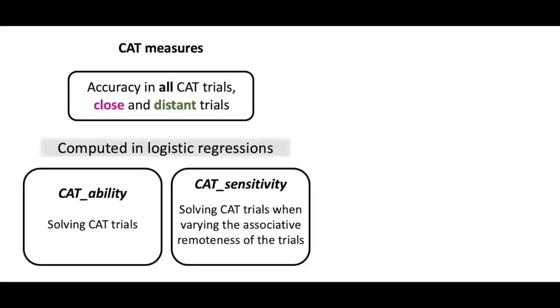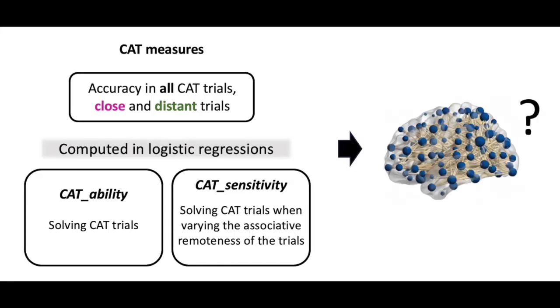Overall, we have different CAT measures that represent the CAT performance of the participants: the level of accuracy, but also the ability for solving all CAT trials and for solving CAT trials when increasing the associative remoteness between the keywords and the response. If, according to the associative theory of creativity, more creative people combine remote associates, can we find a correlate of this ability at the brain level?